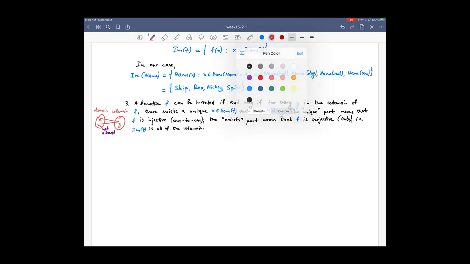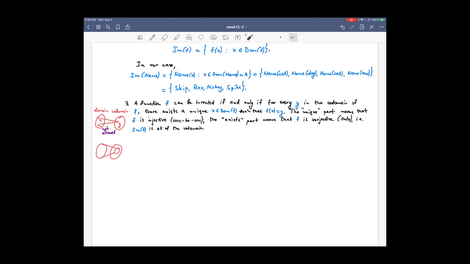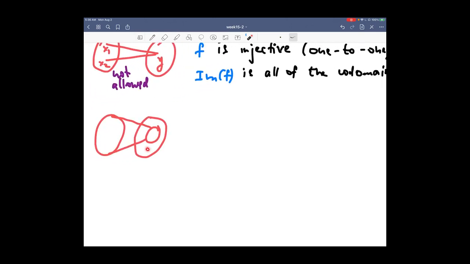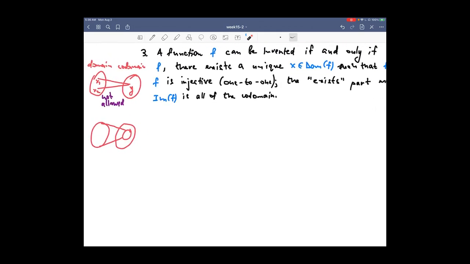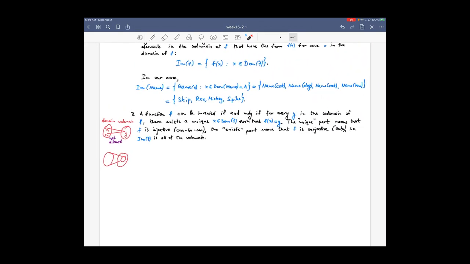In other words, we don't allow a situation like this, when we have the image of the domain a proper subset of the codomain. Then if we were to invert our function f, f wouldn't be defined at points of the codomain outside the image of f. F inverse wouldn't be defined at a point like this. So this situation is also not allowed.